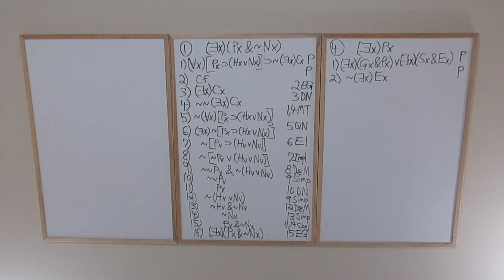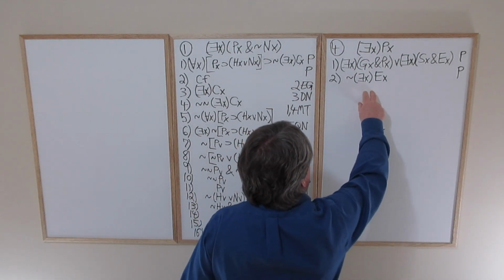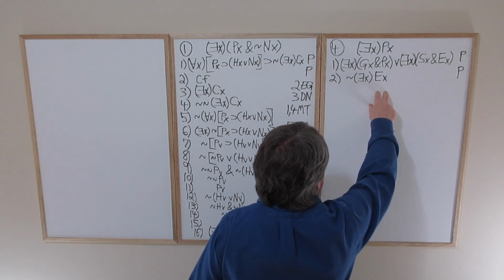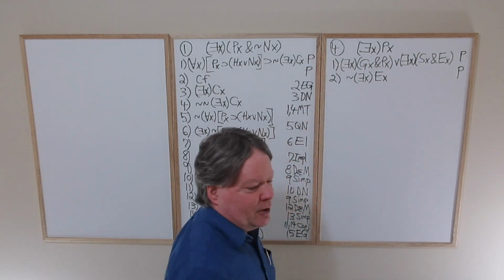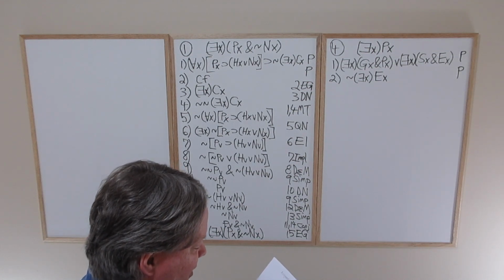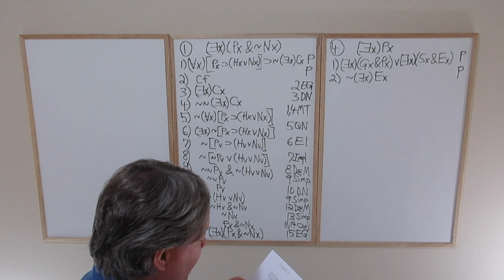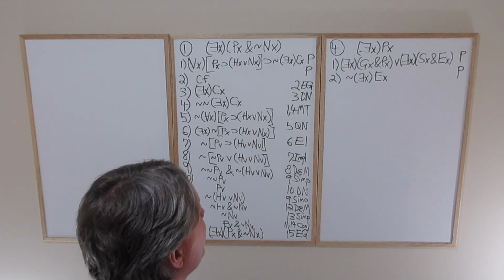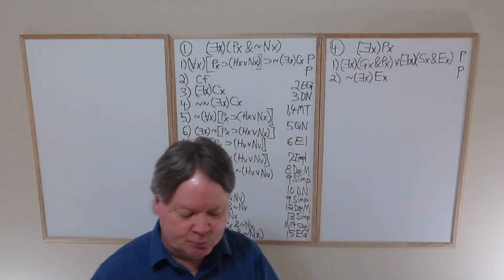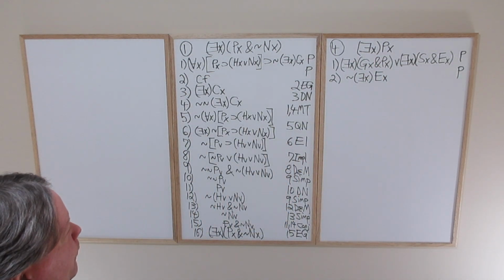This argument we can symbolize as follows. There's at least one X such that X is a general practitioner and a pediatrician, or there's at least one X such that X is a surgeon and endocrinologist. But it's not the case that there are any endocrinologists. Therefore, there's at least one pediatrician.